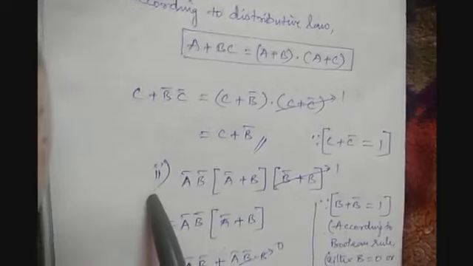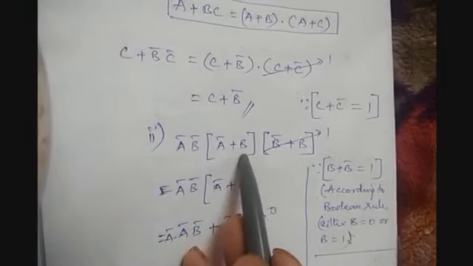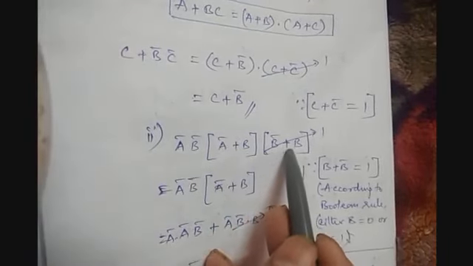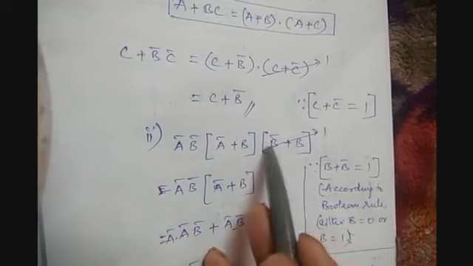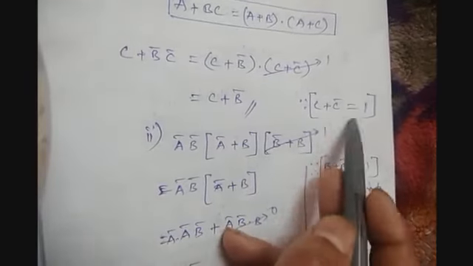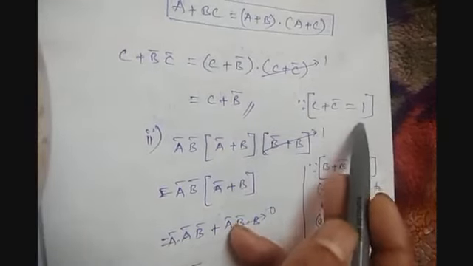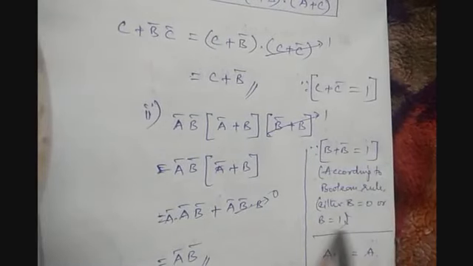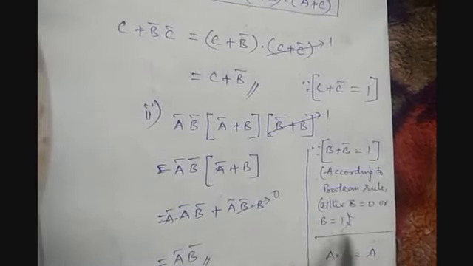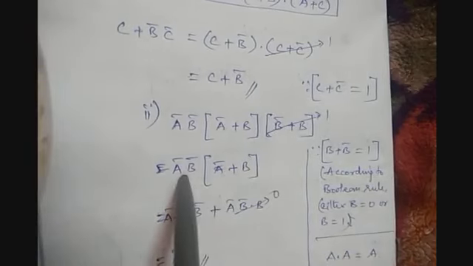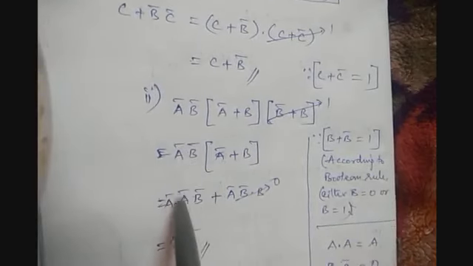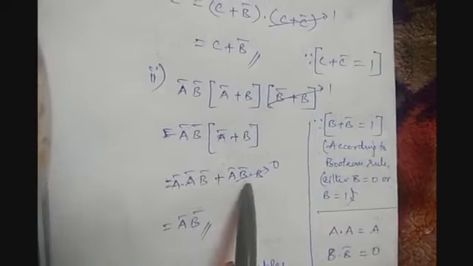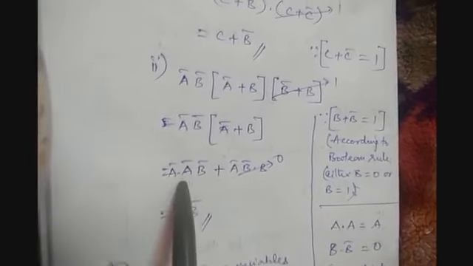And the second one, A bar B bar into A bar plus B into B bar plus B. So B bar plus B is 1. We have just seen that already. This is according to the Boolean rule, B plus B bar equal to 1. Either B equals 0 or B equals 1. So then multiply this, and you will get a form like this.